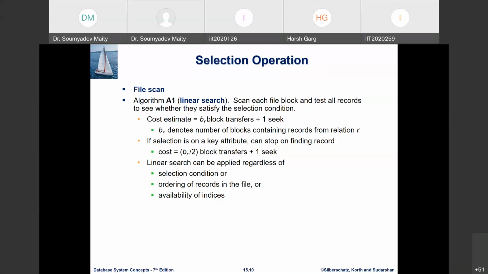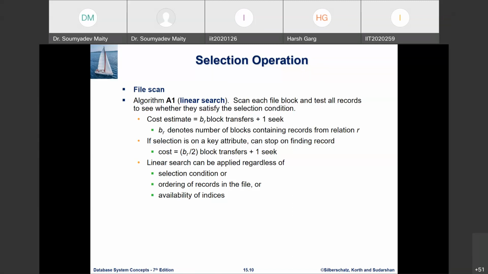So the point is, average case, when would you get the record? So definitely we would require to scan half of the file on an average, because the best case is that the first one matches and the worst case is that the last one matches. So on an average, half of the blocks you have to access if it is a key attribute. So BR by 2 block transfers will be required.